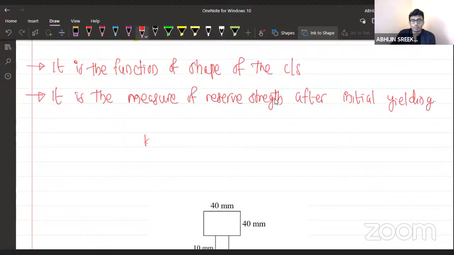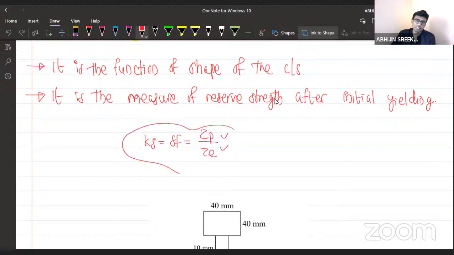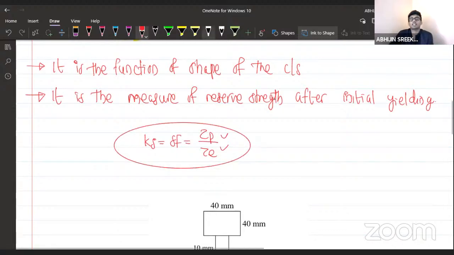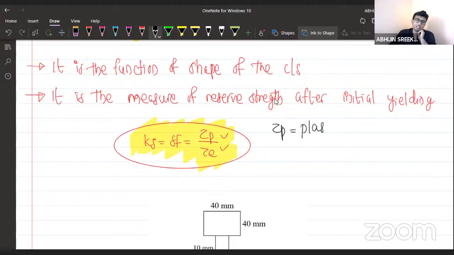So we have denoted the shape factor value as the ratio of ZP divided by ZE. At the end of the day, you need to remember only this. Shape factor is equal to ZP divided by ZE. First of all, what is ZP and what is ZE? ZP is the plastic section modulus. ZE is the elastic section modulus.